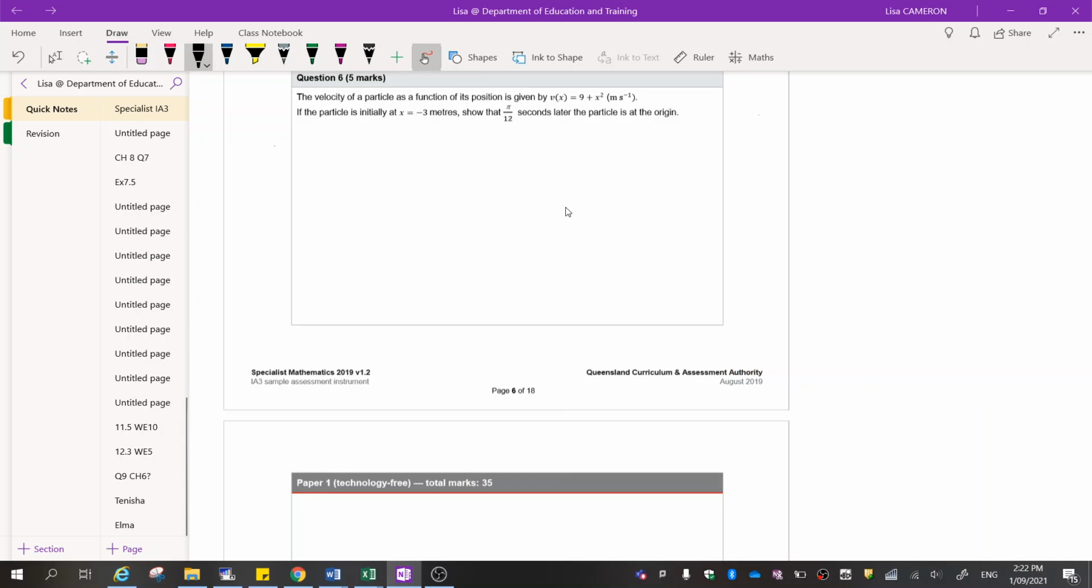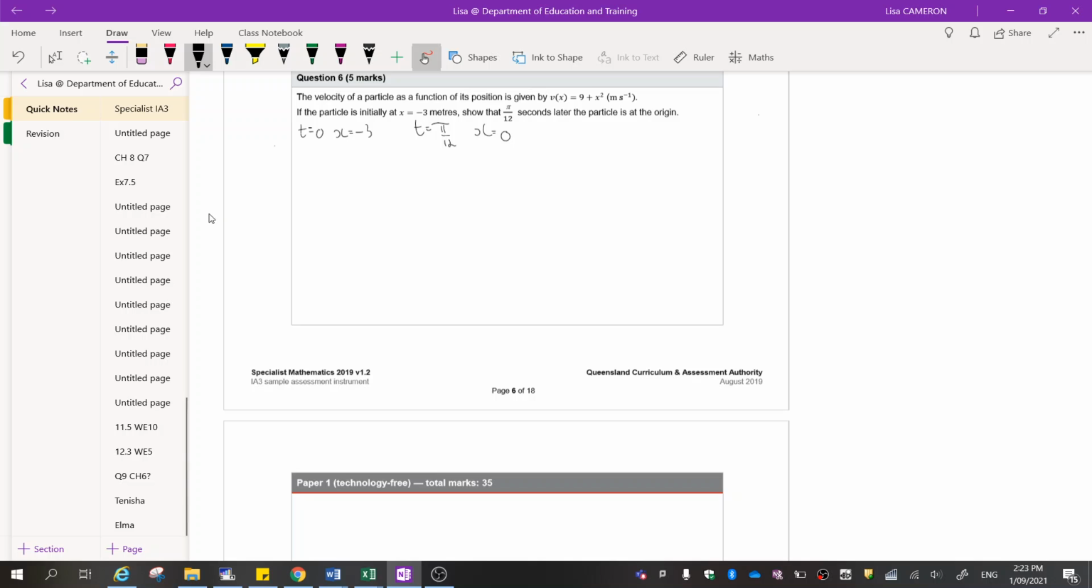Okay, the velocity of a particle as a function of its position is given by this equation. If the particle is initially, and initially always means that we're looking for when t is equal to 0, at x equals negative 3 meters, we want to show that when time is pi over 12, the particle is back at its origin.